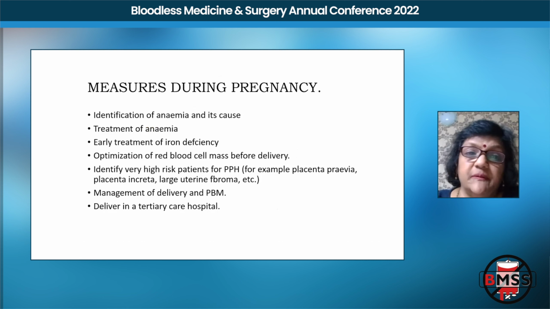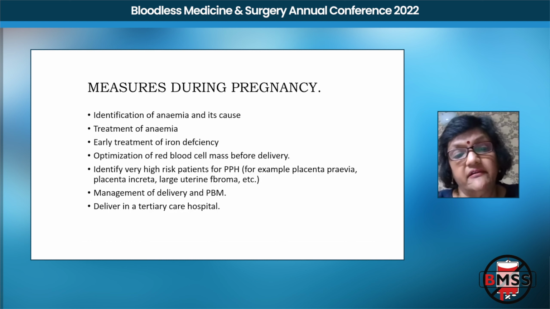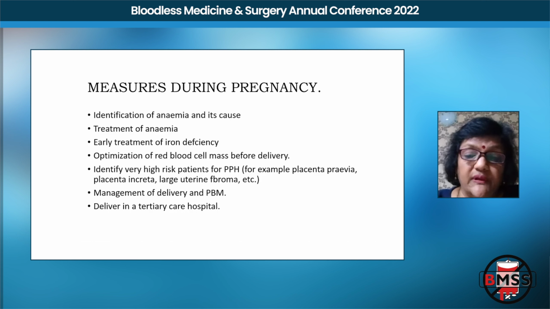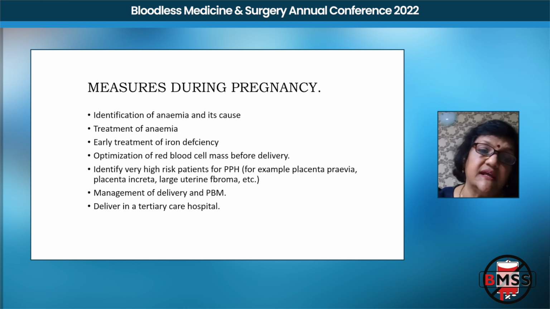So the measures during pregnancy are first to identify anemia and its cause, then to treat it, then early treatment of iron deficiency, optimizing red blood cells before delivery, and identifying women who are at very high risk of postpartum hemorrhage and planning their delivery in a tertiary hospital. And if possible, we will arrange for a cell salvage so that they can receive their own blood as a replacement.